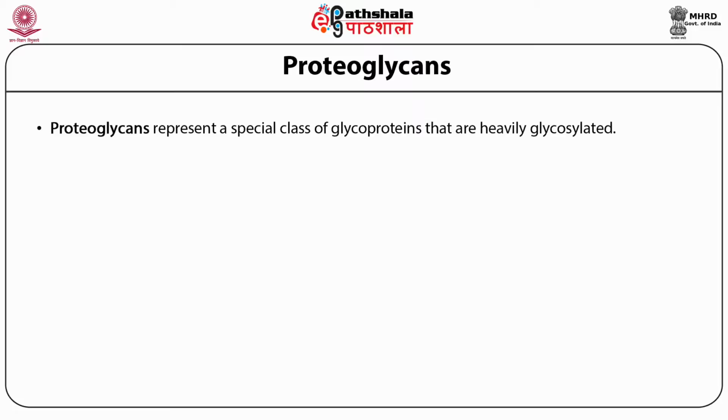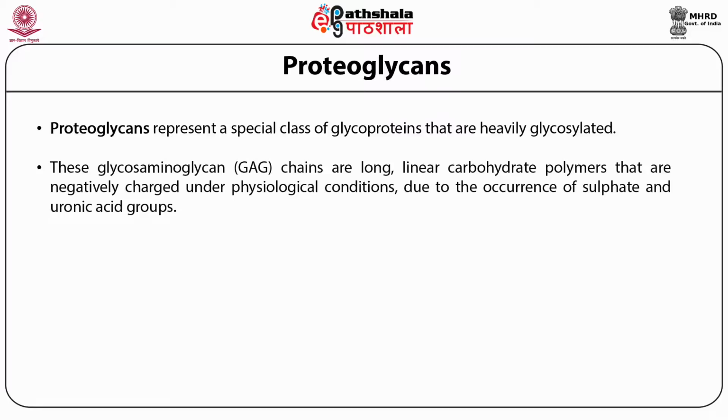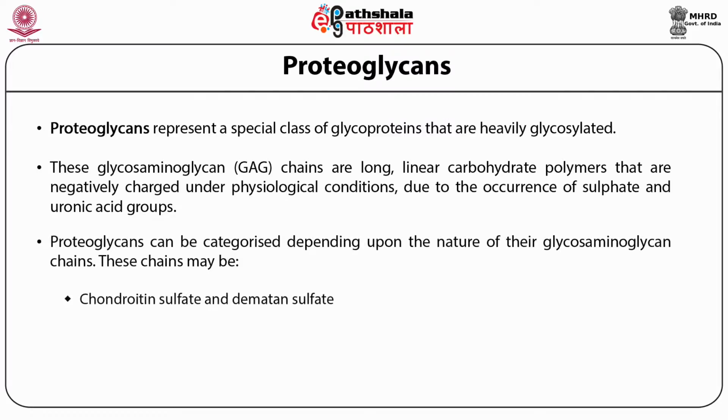Proteoglycans represent a special class of glycoprotein that are heavily glycosylated. These glycosaminoglycan chains are long, linear carbohydrate polymers that are negatively charged under physiological conditions due to the occurrence of sulfate and uronic acid groups. There are three types: keratan sulfate, heparin and heparan sulfate, and chondroitin sulfate and dermatan sulfate.